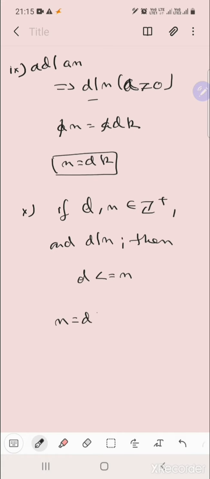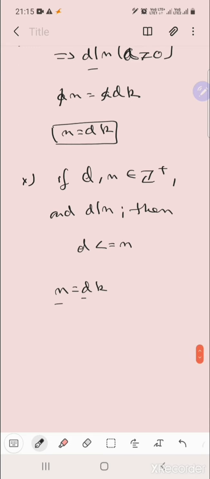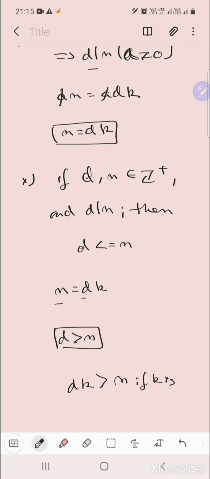See, n is equal to dk, and we are saying both d and n are positive. Now if d is greater than n, then dk will be greater than n if k is positive, because k cannot be negative. If k is negative, then n becomes negative, and n cannot be negative, so k must be positive. And k is also an integer, we are talking about integers, so keep that in mind. So dk will always be greater than n, so this condition is not satisfied. Clear? So d can never be greater than n actually. Got it?